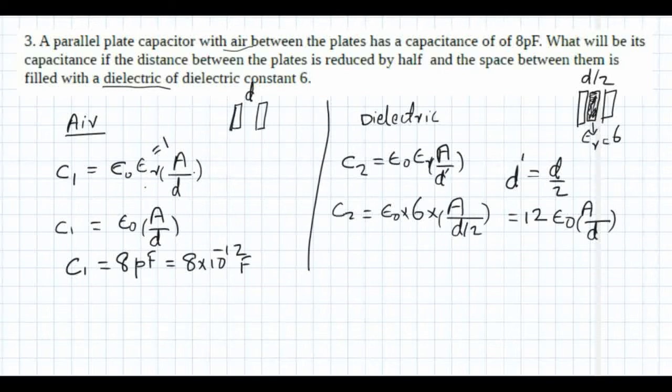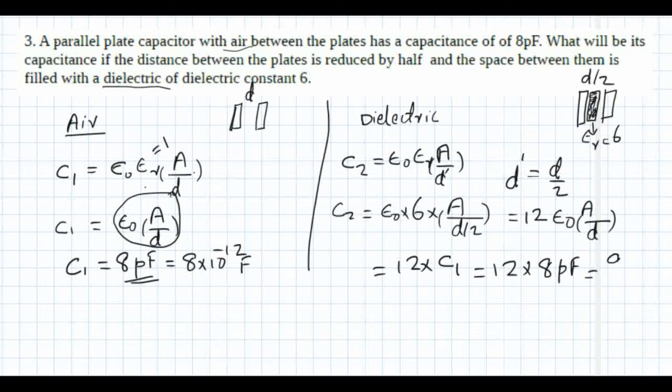And what is the value of this epsilon 0 A by D? 12 into epsilon 0 A by D, where epsilon 0 A by D is nothing but C1. And what is the value of C1? It is 8 picofarad. So this is equal to 12 into 8 picofarad, and that is equal to 96 picofarad. So 96 picofarad is the answer.